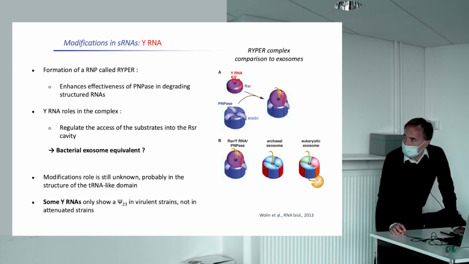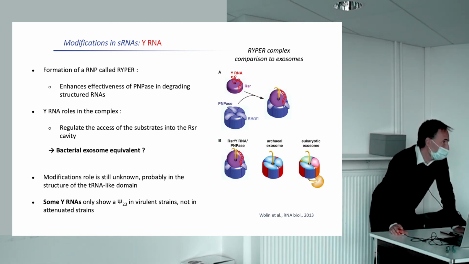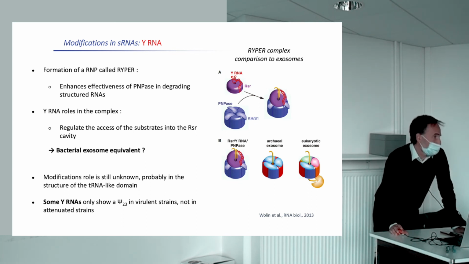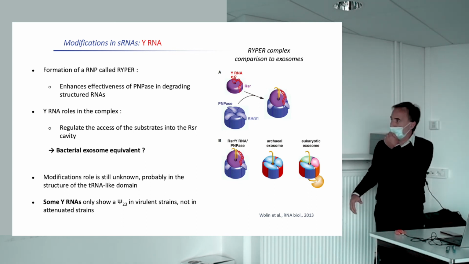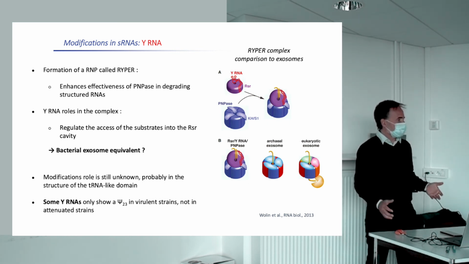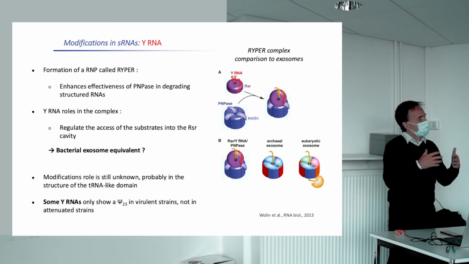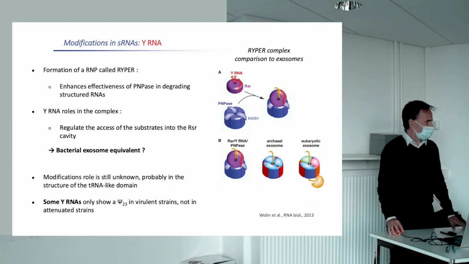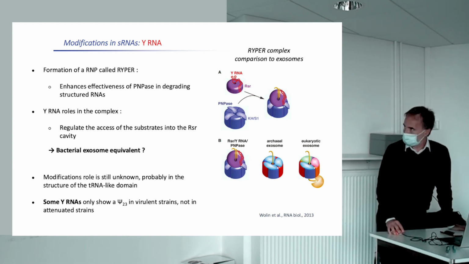So again, also in this case, we just have a few evidences that show that if the pseudouridine modification on this yRNA is present, we have a virulent strain. But when this pseudouridine is not present, the strains are much less virulent. Again, this is just an observation. There are no mechanistic insights. We need to study it more carefully. But again, this is showing you how modification, RNA modification, may have a direct impact on the virulence of pathogenic bacteria.